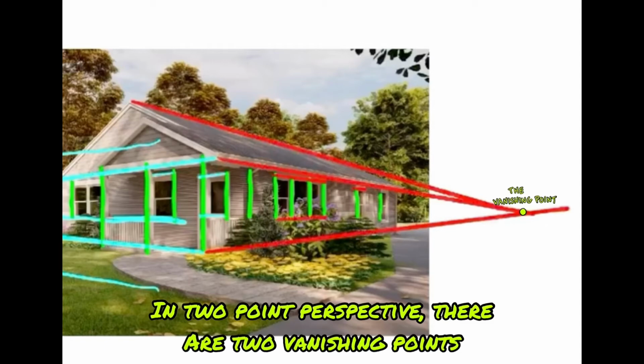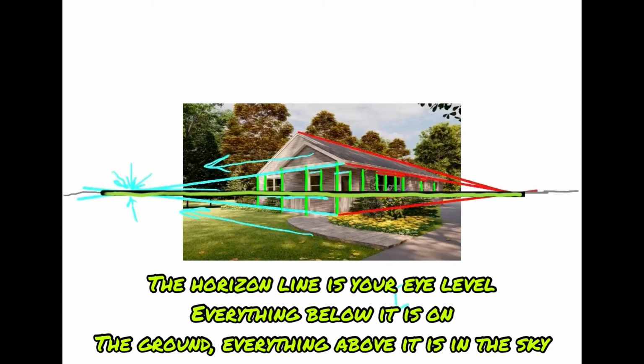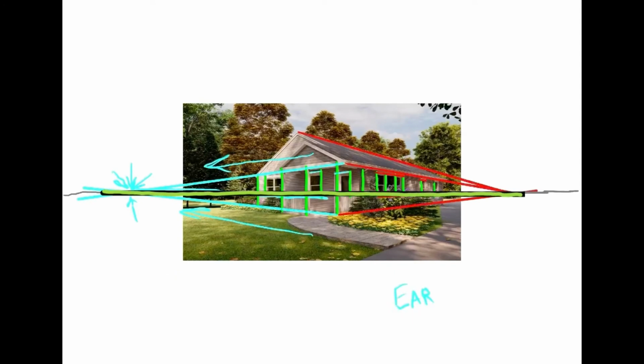In two-point perspective, there are two vanishing points. The two vanishing points should both be on a horizontal line called the horizon. The horizon line is your eye level. Everything below it is on the ground, everything above it is in the sky.